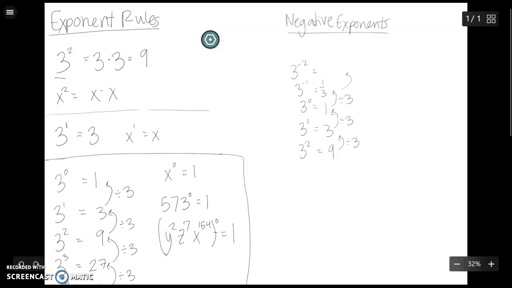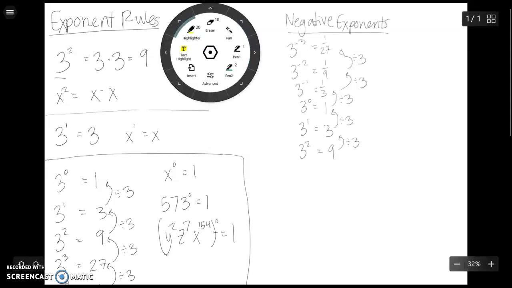Okay, so I want to do 3 to the negative 2 power. Well, I better divide by 3 again. 1/3 divided by 3 is 1/9. 3 to the negative third is going to be, I have to divide by 3 again. Ooh, that's kind of a crooked arrow. 1 over 27.